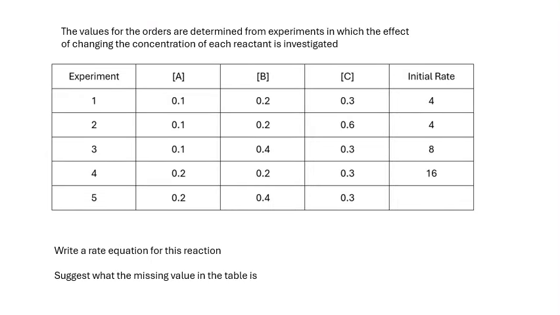Okay, now, looking at this, the values of the orders are determined by doing experiments. So we do experiments to find out the order for each of the reactants. And what you do in these experiments, in this table, 1, 2, 3, 4, 5, is you change the concentration of one of the reactants independently, and you see what effect it has on the initial rate. The initial rate is, when you do concentration against time, the gradient at the beginning, isn't it? So what effect do they have on the initial rate?